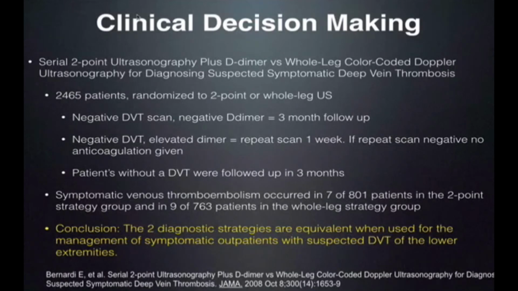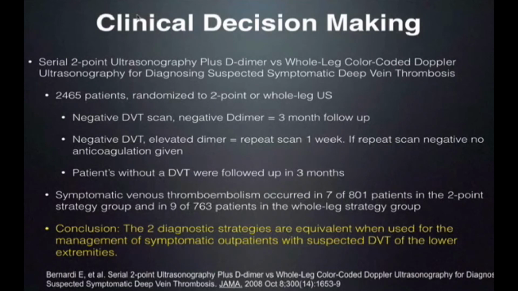Now, it's important to realize the 1 week follow-up is in order to rule out that propagation of a calf vein into the deep venous system. So all the patients with either an elevated D-dimer or no D-dimer have this 1 week follow-up. At 1 week, if that repeat scan was negative, then these patients were cleared and were followed up in 3 months, similar to that first group.